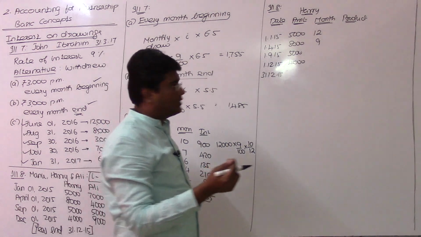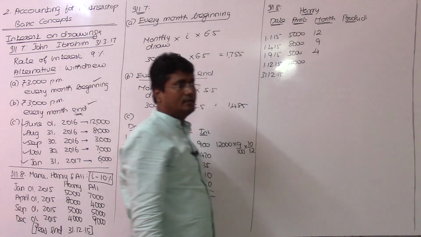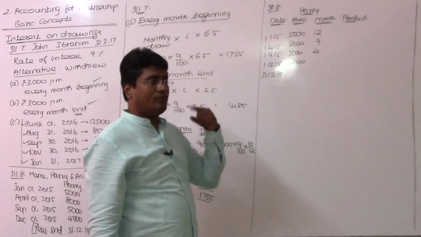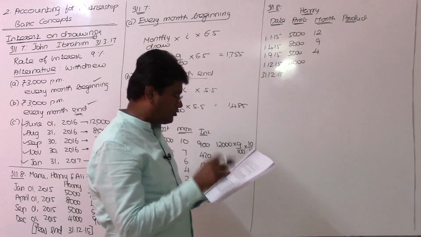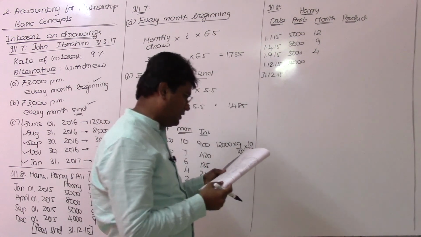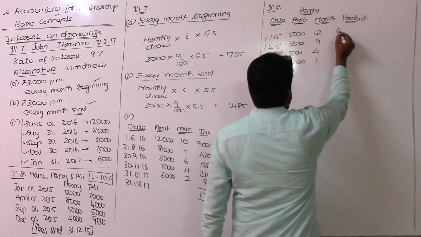From 1st September: 9, 10, 11, 12. So we have 4 months. The day 1 itself, so that month should also be included. 1st December, the beginning month should also be added for the month calculation here. So the product value will be 60,000.